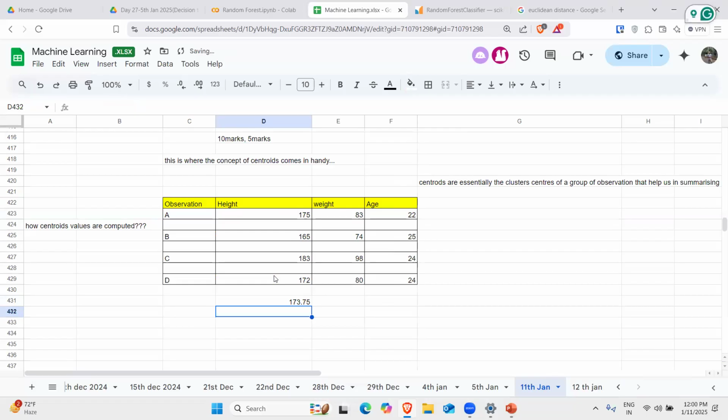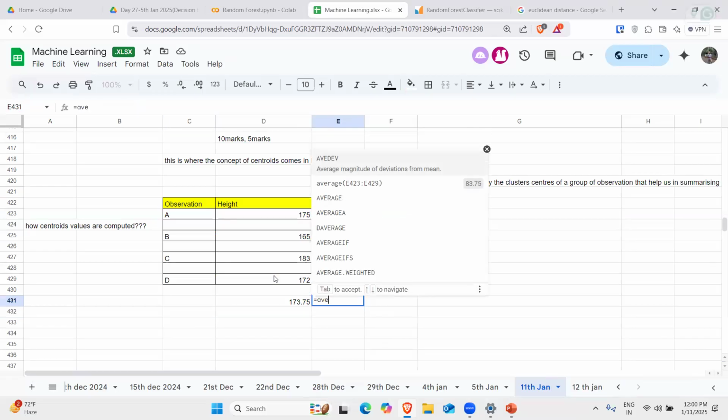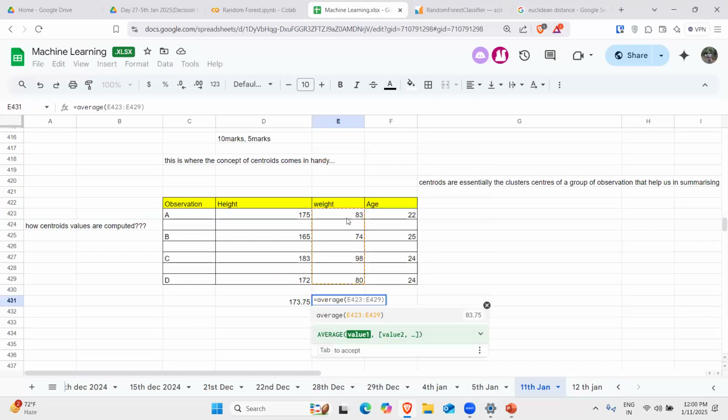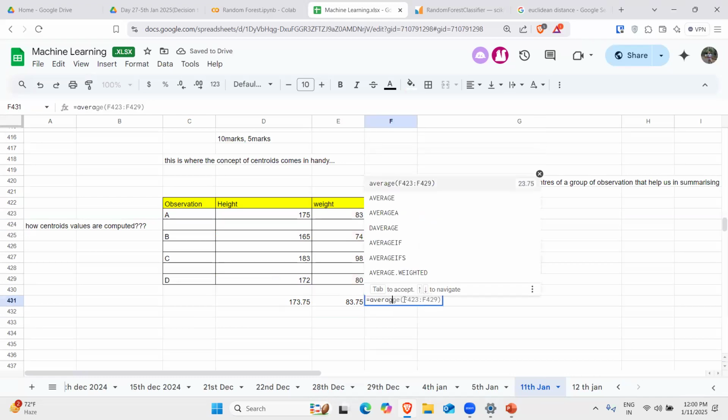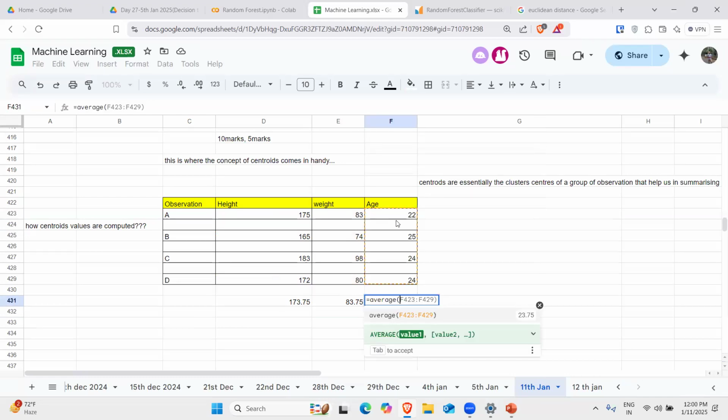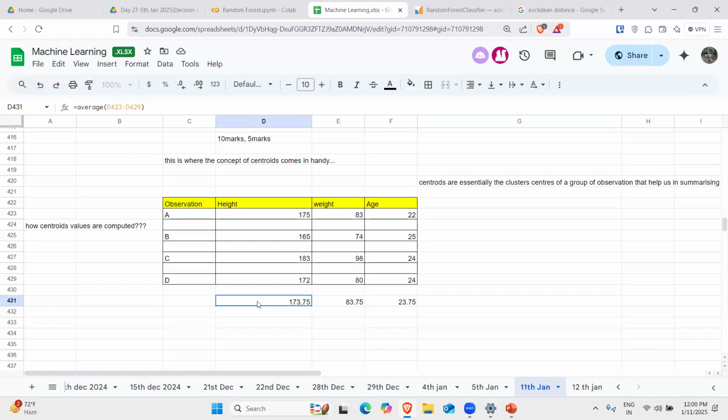The centroid is calculated by computing the mean of each and every column, that is each dimension that you have, and then ordering them in the same way, like this. Average of each and every column, again average of each and every column out there, right? So the centroid of the above group of observations is 173.75, 83.75, and 23.75, right?